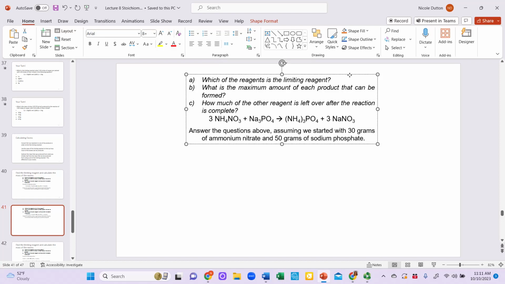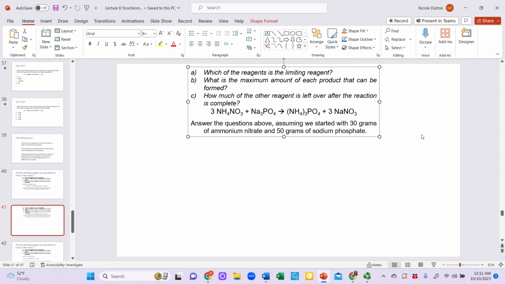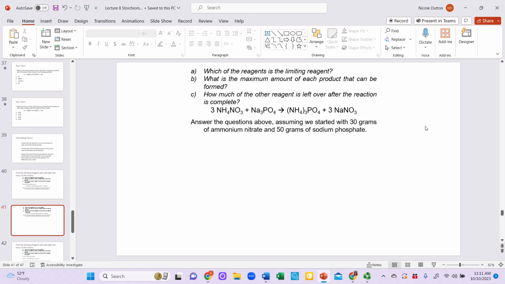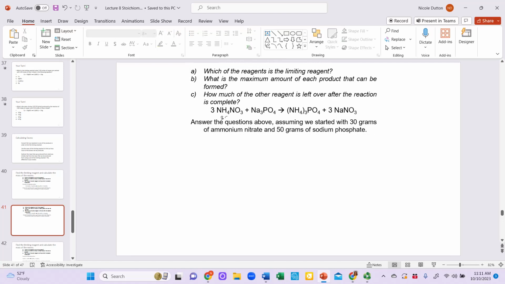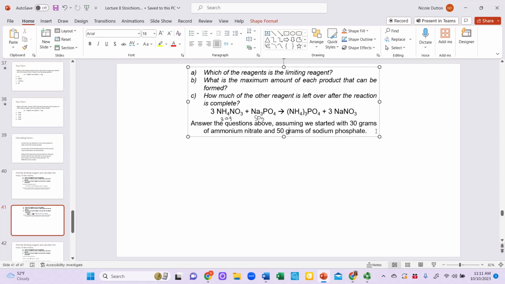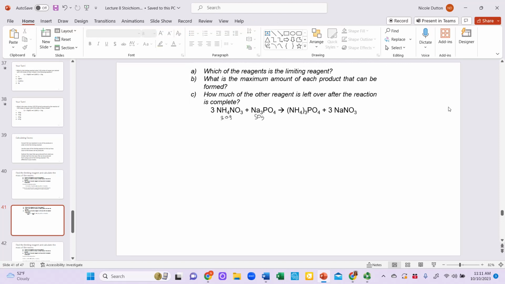All right, I have a little more space now. So we have 30 grams of this and 50 grams of this. I'll get rid of this to give us even more room. All right, so I'm going to take 30 grams and 50 grams to each one of these products.